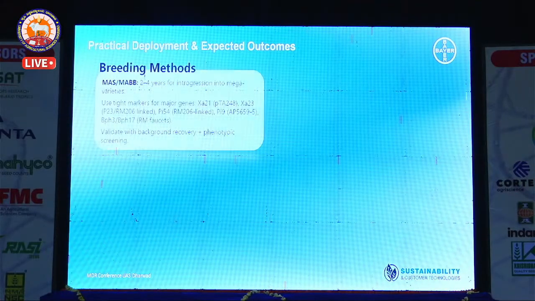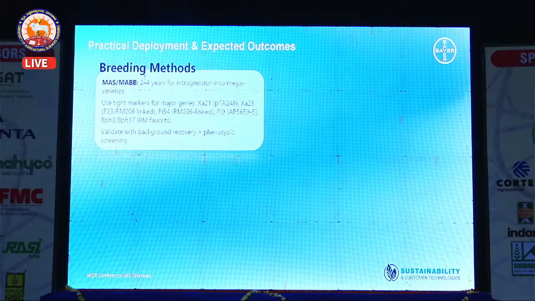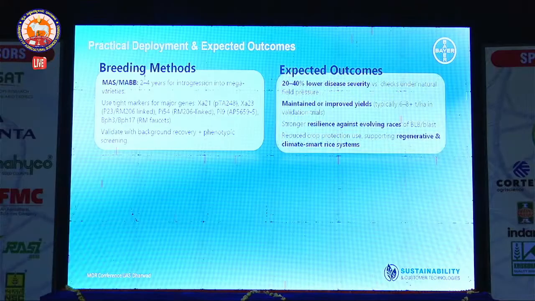So the broad questions which the panelists can answer, in addition to telling their own views, are these. On the breeding methods, marker-assisted selection takes 2 to 4 years for integration. My first question is, are you all relying on major genes, using markers for major genes and validating with background recovery, or is there any scope or limitation of deploying minor genes or QTLs in a breeding program? The outcome is 20 to 40% lower disease severity. How do we maintain or actually improve yields, and are there stronger strategies for resilience against the evolving races? The second question is, how do we predict resistance breakdown before it actually happens? The third question is, can artificial intelligence and machine learning help us in reducing breeding cycle time meaningfully? So this will help regenerative and climate-smart rice systems.